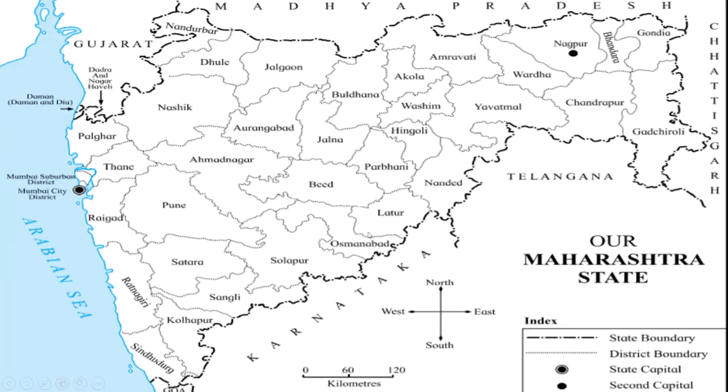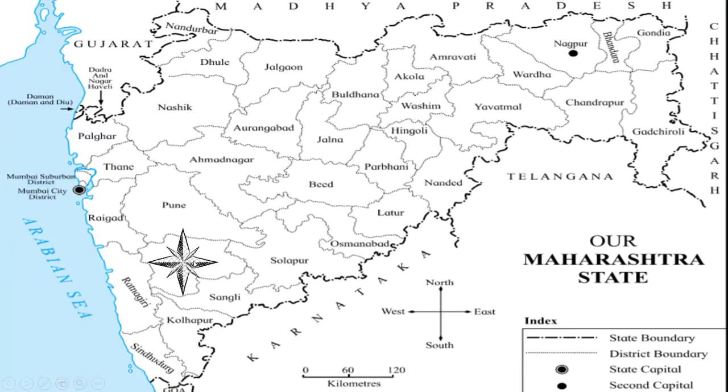Supposing I keep my compass rose on this place, Satara. Let's see which places lie in the main directions. To the north of Satara lies Pune. To the south of Satara lies Kolhapur. To the east of Satara is Solapur. And to the west of Satara is the Arabian Sea.